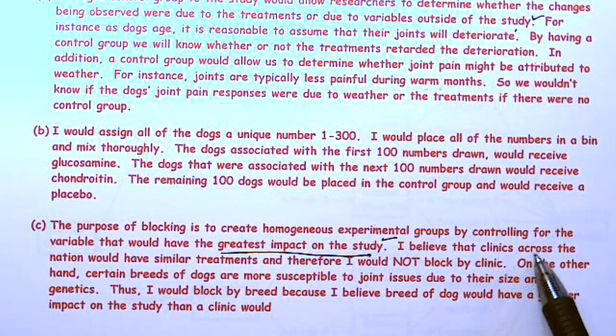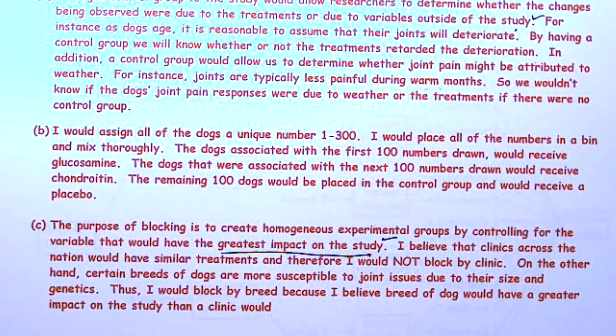I believe that clinics across the country would have similar treatments, and therefore I would not block on clinic. And that makes sense. If you break your arm, you can go to probably 5 different hospitals and they are going to treat it very, very similarly. Maybe not the exact same, but very similar. So I'm going to say the clinics are going to have similar treatment. Therefore, I'm not going to block on clinic. On the other hand, certain breeds of dogs are more susceptible to joint issues due to their size and genetics. Thus, I would block by breed because I believe breed of dog would have a greater impact on the study than a clinic would.